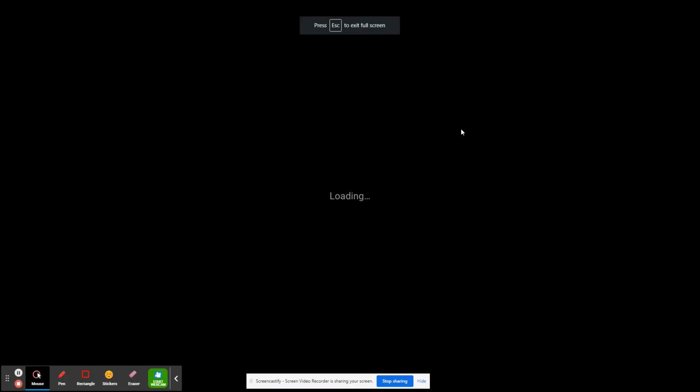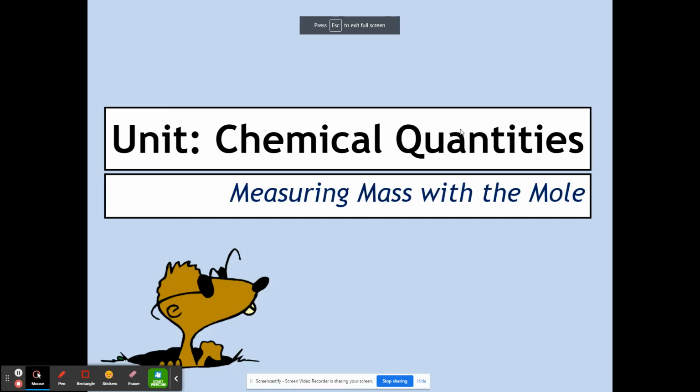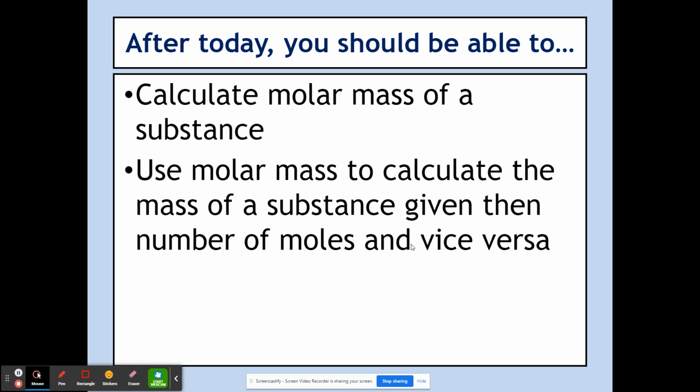Hello, ladies and gentlemen. Today we're going to talk about our second step of chemical quantities, measuring mass, and converting it with the mole. After today, you should be able to calculate the molar mass of a substance and use the molar mass to calculate the mass of a substance given the number of moles, and the opposite.